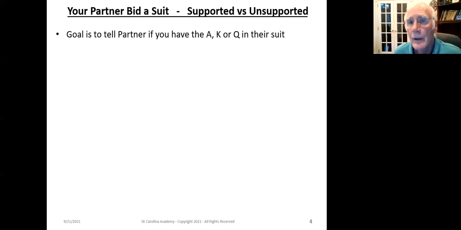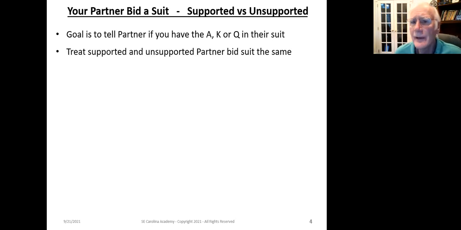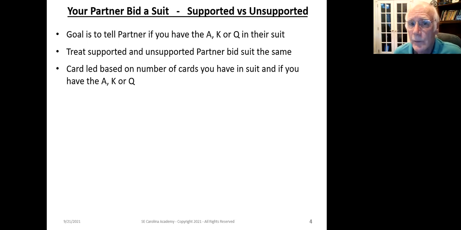Okay, let's look at the situation where your partner bid a suit. It really doesn't matter whether it was supported or unsupported. A number of articles make a big deal out of that, but I think that just makes it too complicated. So I just treat supported and unsupported suits that my partner bid the same. What you're trying to do here is the card led is going to be based upon the number of cards you have in that suit and whether you have the ace, king, or queen.